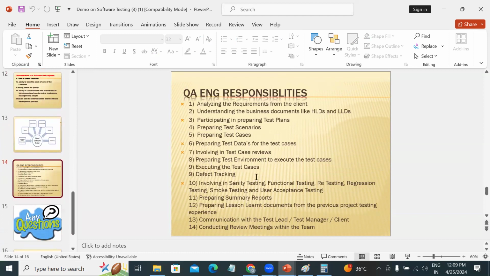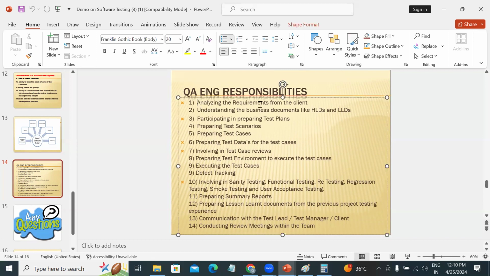Now what are my responsibilities? If you are a functional tester, then what are my responsibilities? Then what are my BAU, business as usual? What are my day-to-day activities? What are the responsibilities I have to showcase in my resume? This is important. QA engineer responsibilities. QA stands for quality analyst. Okay. See here. Analyzing the requirement from the client.